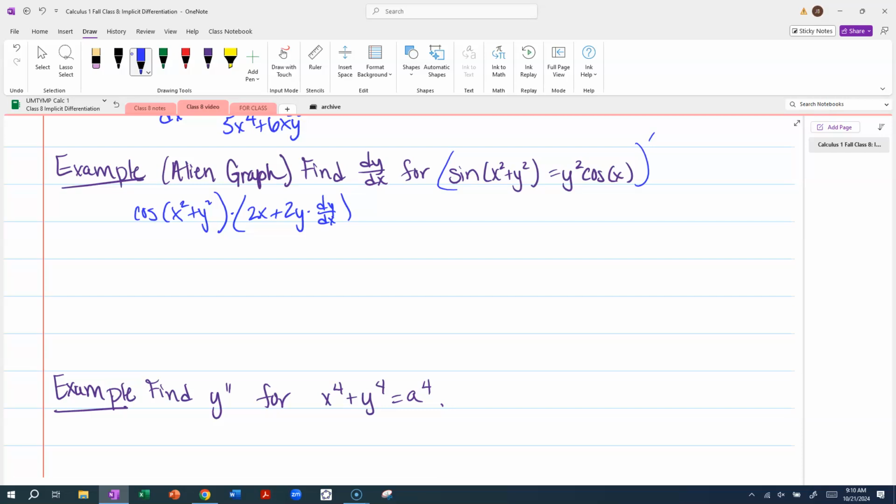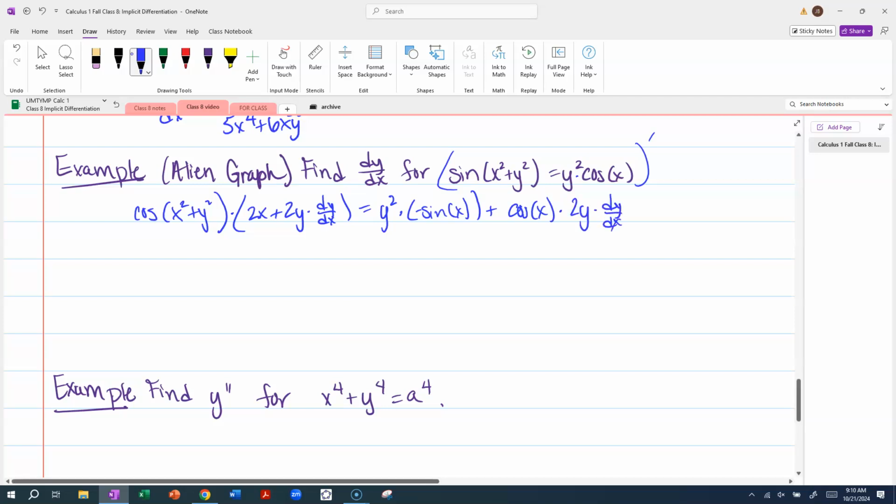The right-hand side is then, let's see, this is a product, right? So it would be negative sine of x times y squared, plus cosine x times 2y times dy/dx. Okay, and I need to solve for dy/dx. Okay, let's do it. So, this is fun.